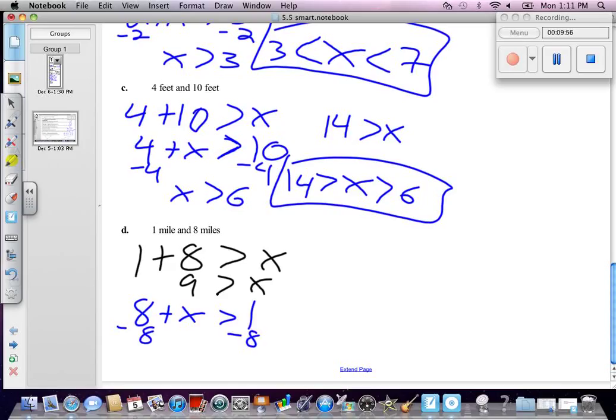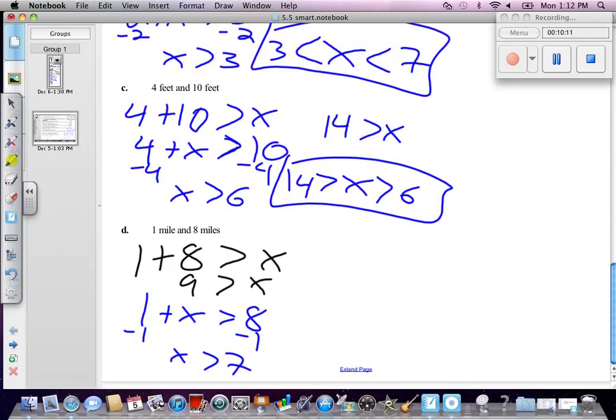Why would I do this? We already know that. So this would be 1. So you subtract 8 from both sides. So x has to be bigger than 7.